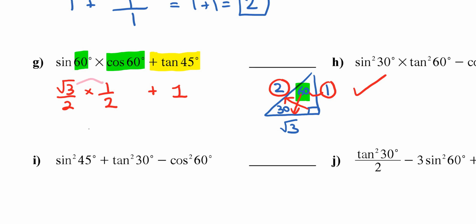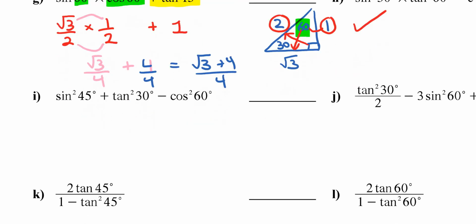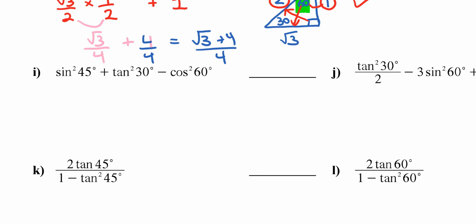Okay, so root 3 times 1 is root 3, and 2 times 2 is 4, plus 1. Now 1 is the same thing as 4 over 4, right? 4 over 4 is 1, and you can simplify this as root 3 plus 4, all divided by 4. Okay, let's move on to the next one here. Sine squared 45 plus tan squared 30.